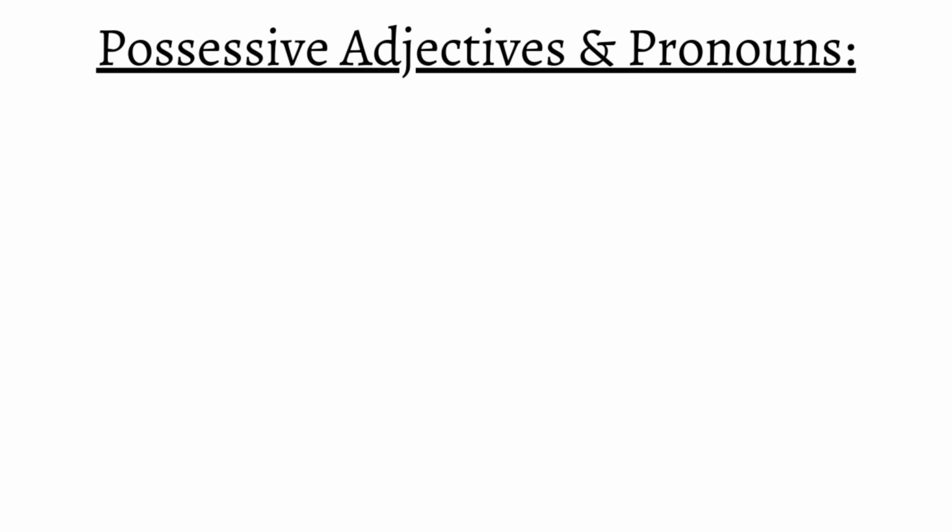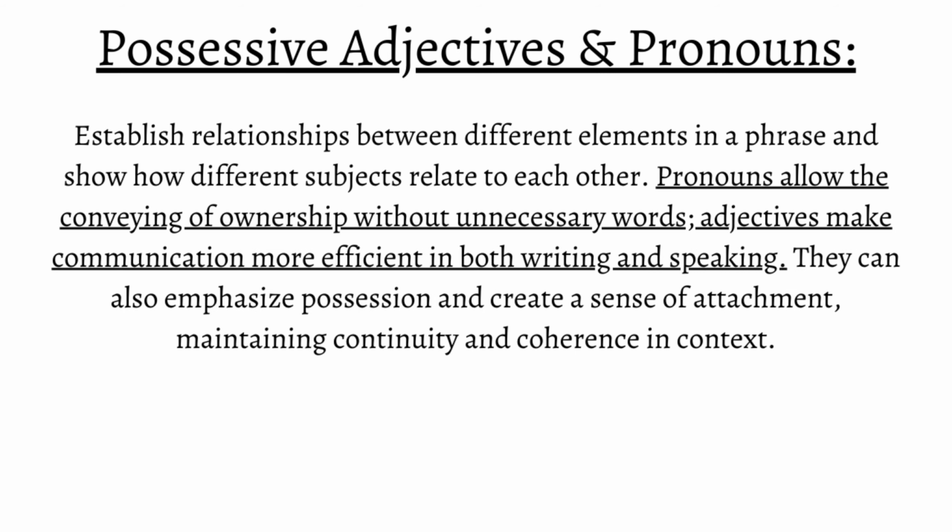Possessive adjectives in English establish relationships between different elements in a phrase. They can show how different subjects relate to each other, providing a picture of the context. While pronouns allow the conveying of ownership without unnecessary words, possessive adjectives make communication more efficient in both writing and speaking. They can also emphasize possession and create a sense of belonging or attachment. We can maintain continuity and coherence in context by using possessive adjectives and pronouns.